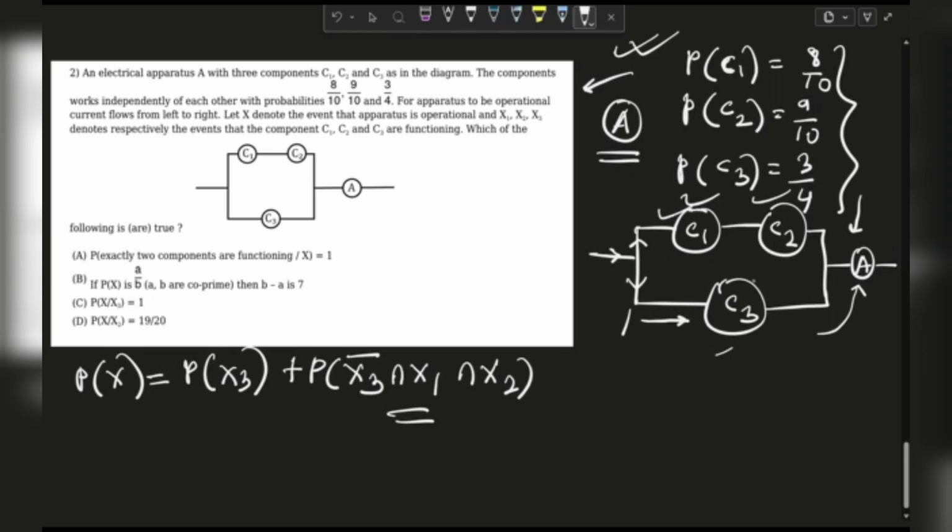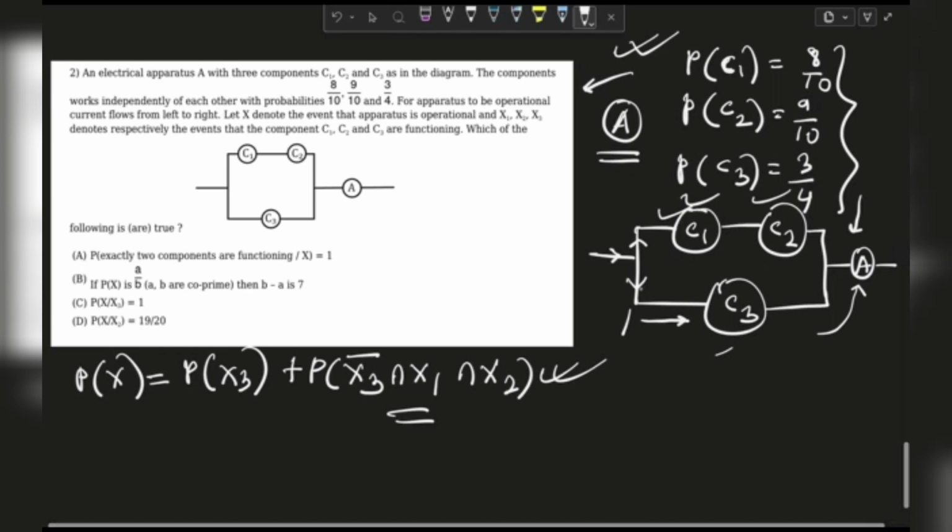But that doesn't happen if C3 completely breaks and C1 and C2. Okay, I guess you can understand. So now we will try to write this. So these actually can be the two cases where the apparatus is operational. Now, if there had to be a case where the apparatus is not operational, I will also explain that in case they ask the question.